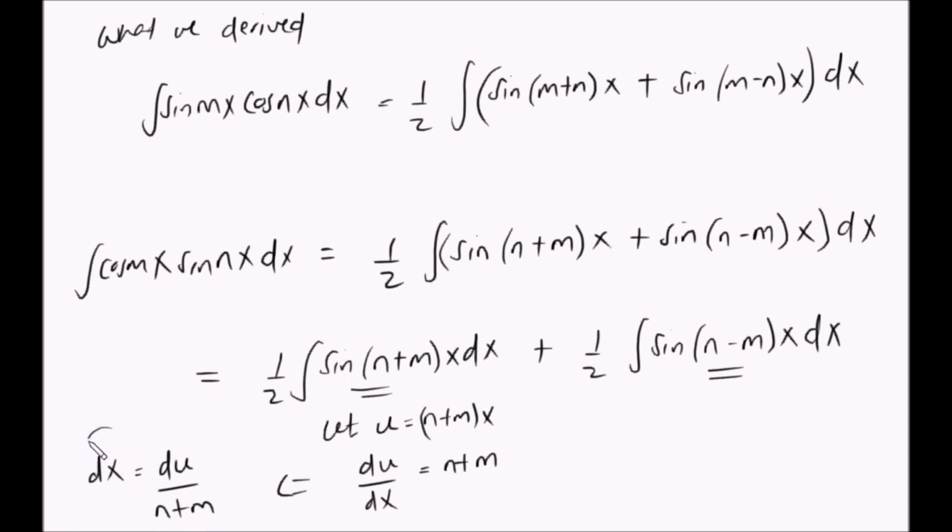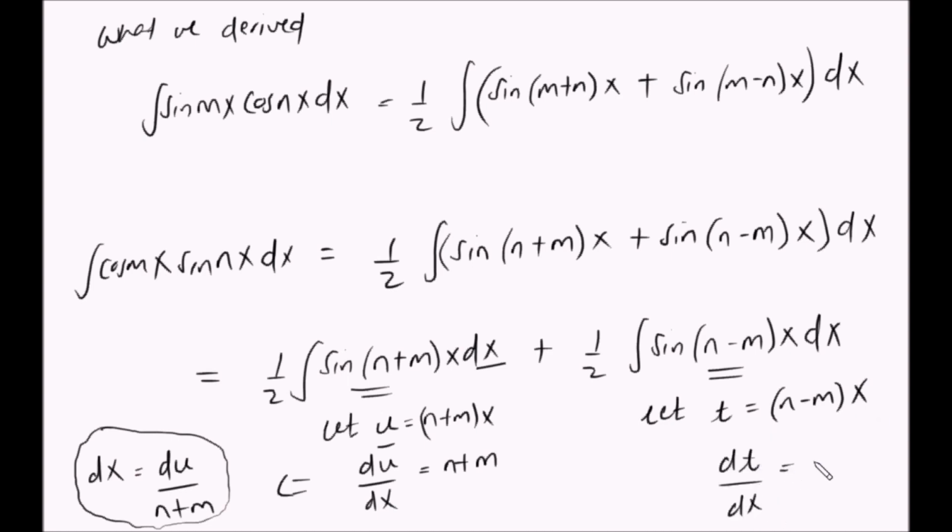So you will see that if I make dx the subject, it becomes du over (n plus m). This dx, which we now know is du over (n plus m), we will put in the dx, and this u we will put in place of (n plus m) times x. Then I said I will use t substitution. So what am I going to do now? I'm going to let t equal (n minus m) times x. If I differentiate t with respect to x, I only get n minus m, because n minus m is a constant so we take it out, and differentiating x with respect to x gives 1. Similarly here, if I make dx the subject, I get dt over (n minus m). I will put this in here, and put t here.